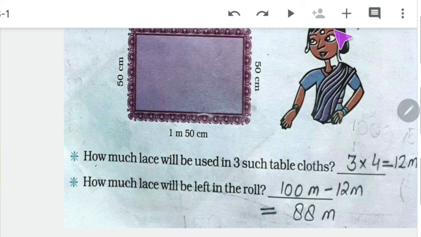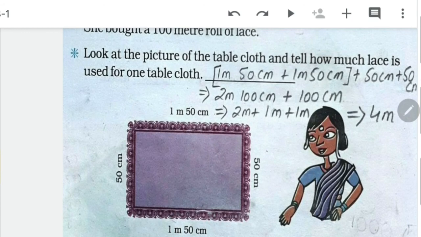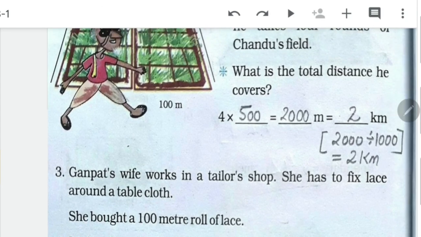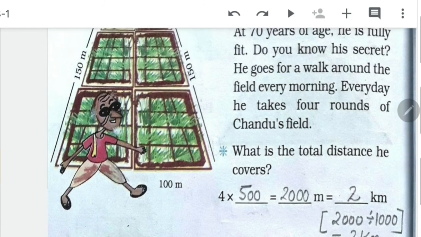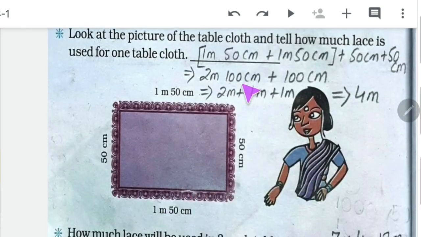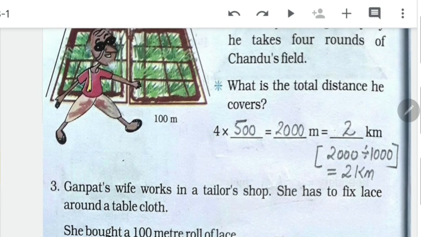Okay class? Now what we learned so far in this chapter is how we can find the length of boundary of a given thing, whether it is a field or a cloth. We are going to learn more things in this chapter and do very interesting activities in our next classes.